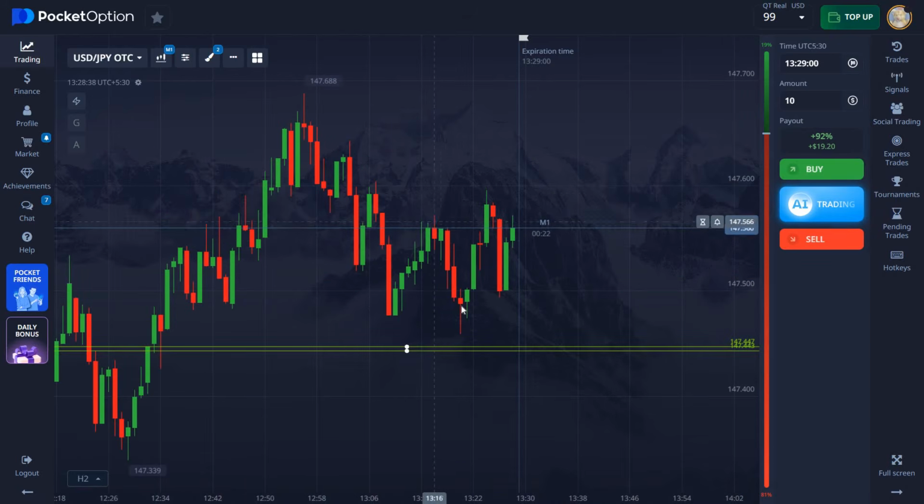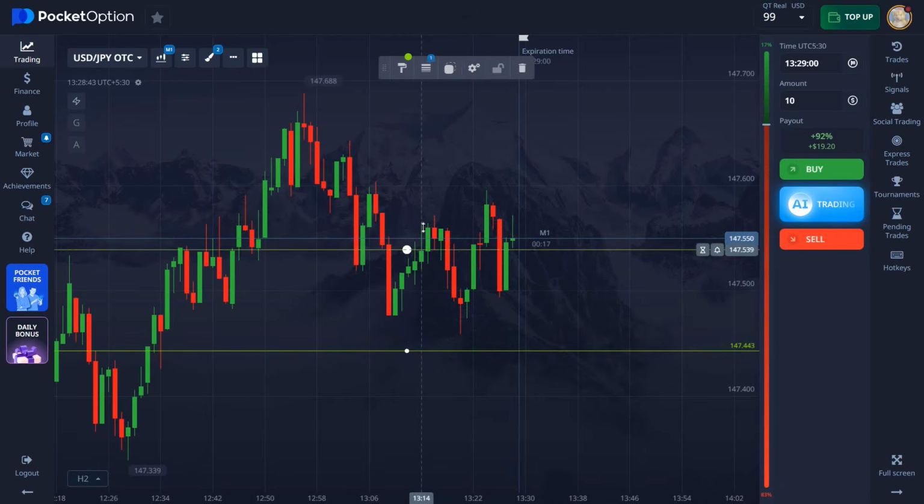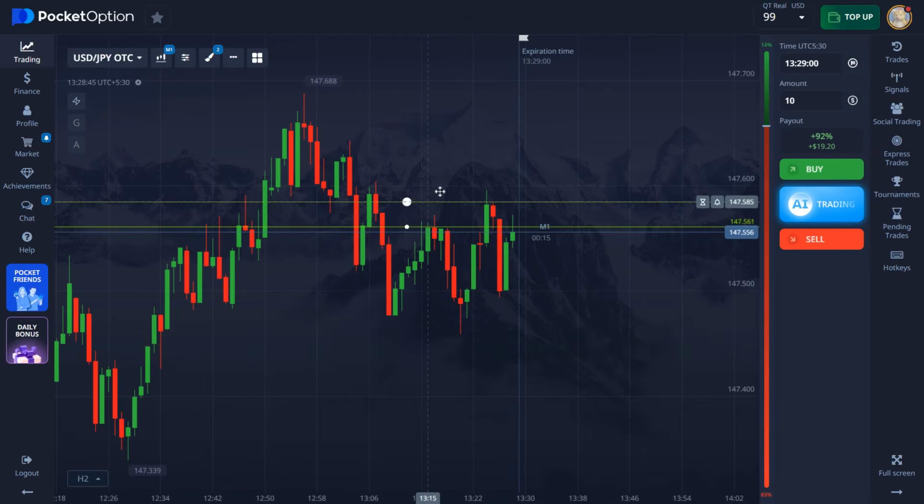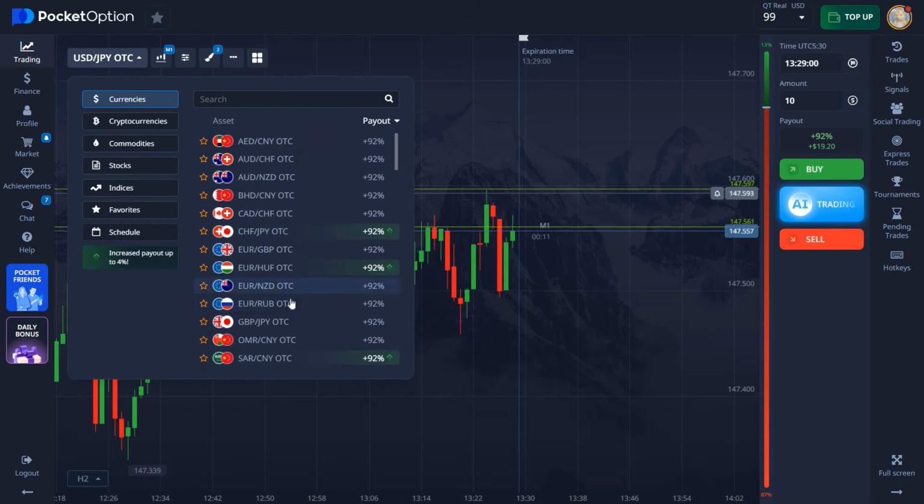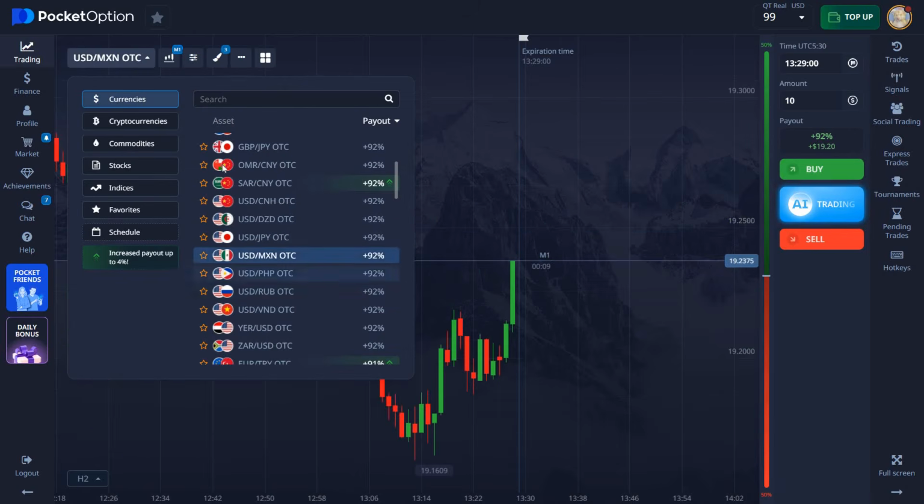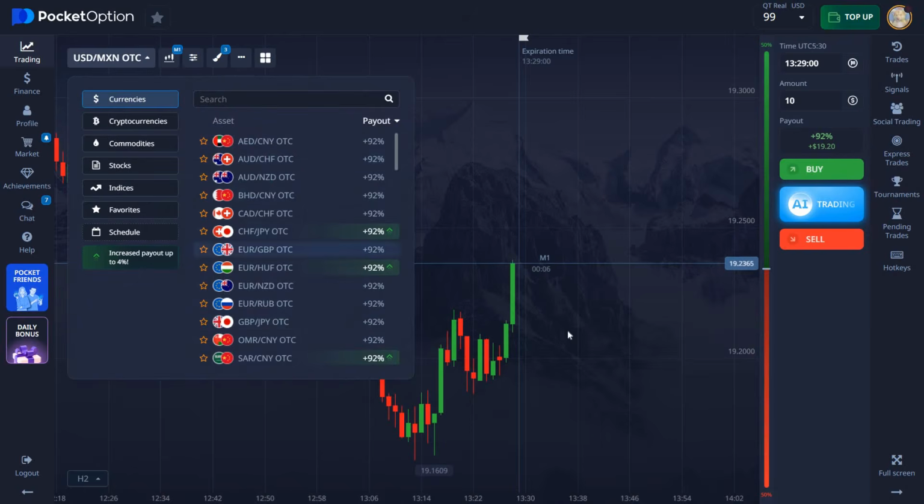This is a last swing low, so we have the opportunity. When the level is broken, we can place the higher option. Let's wait for the market, and no opportunities here.